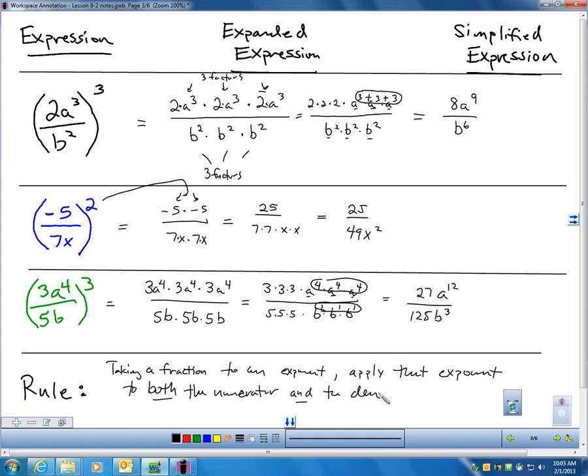Okay? So remember, numerator, if I'm speaking a foreign language here, numerator means apply this power to the top of the fraction, and denominator means apply the power also to the bottom of the fraction. So those are the two rules that we have to understand with division.